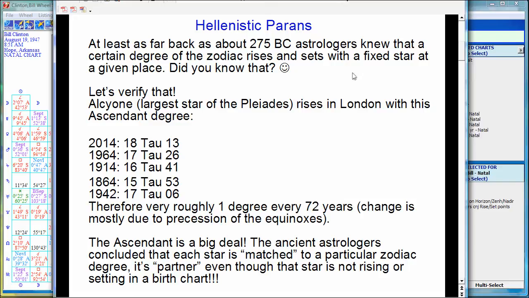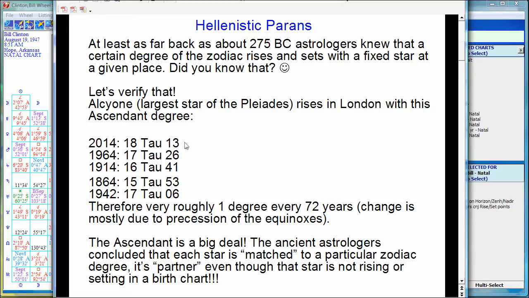So whenever, at a given location, Bill Clinton was born in Hope, Arkansas. In Hope, Arkansas, when Shiat sets, actually, and Vindemiatrix rises, as they do in his chart, there'll be a certain degree on the ascendant. And that's what we would expect, and that's what the books say, but I verified it.